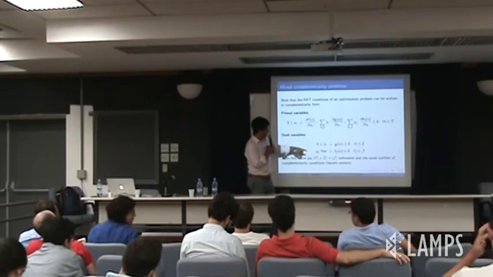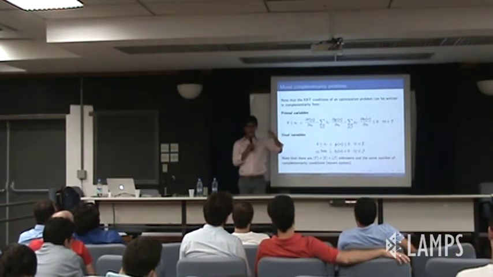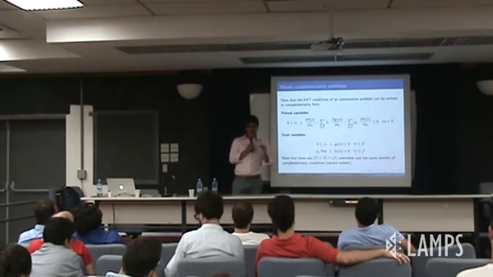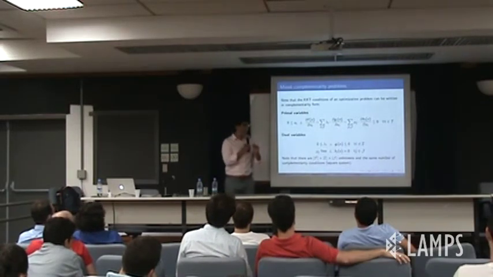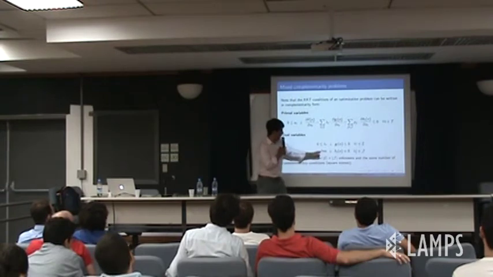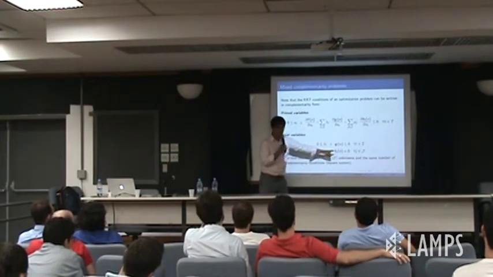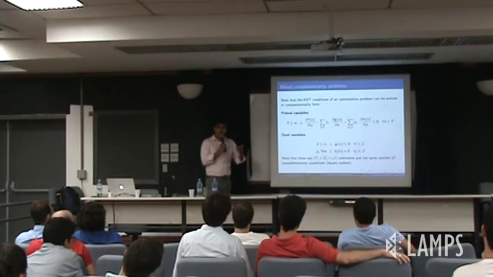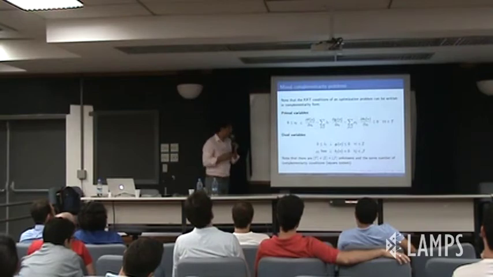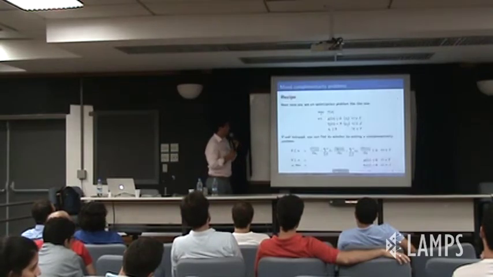And if you count, you're going to see that you have the same number of variables and the same number of constraints. Okay? These are called complementarity constraints, if you write it like this. Okay? And it turns out that if you have the same number of variables and constraints, you can find a solution to this. Okay? It's a square system.